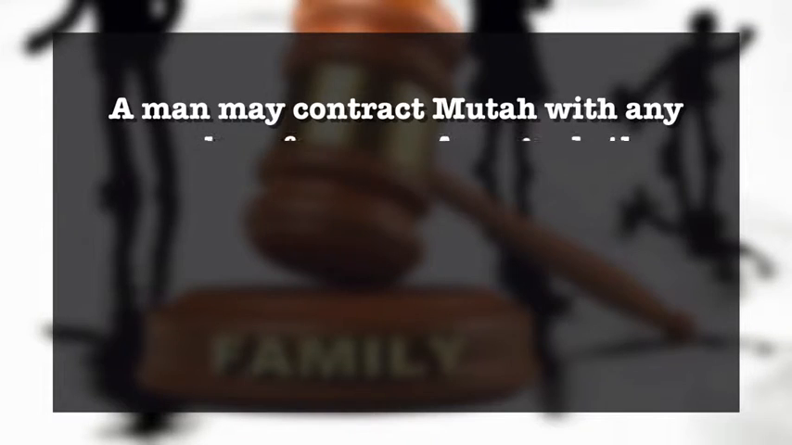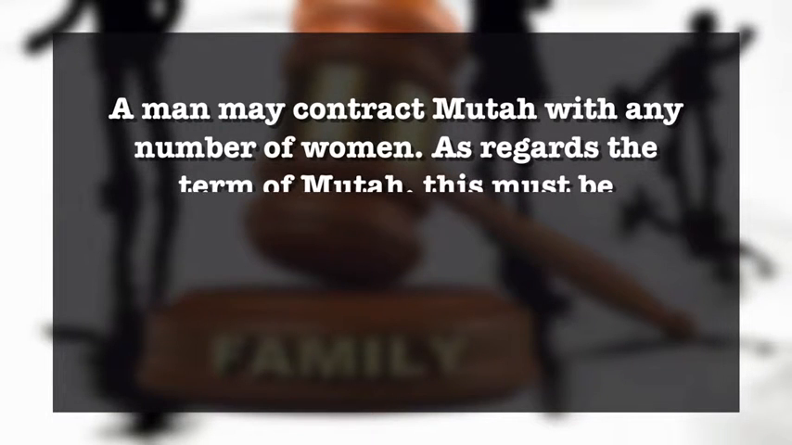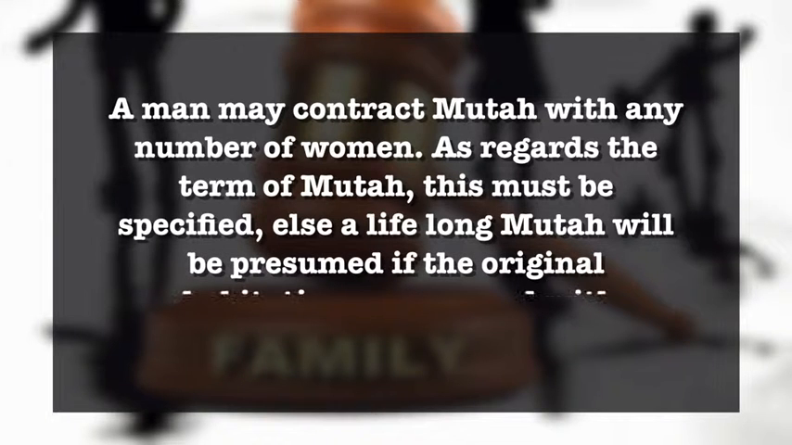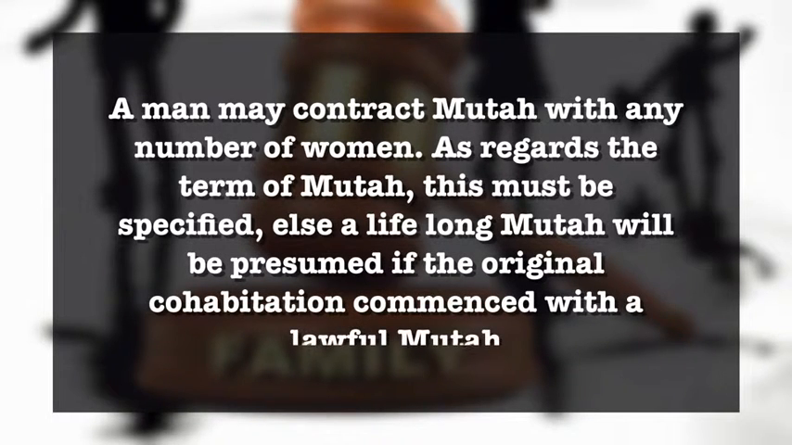As regards the subject, a man may contract a mutta with a Muslim, a Christian, a Jewish, or a fire worshipper woman, but not with the follower of any other religion. A Shia woman may not contract a mutta with a non-Muslim. Relations prohibited by affinity are also unlawful in temporary marriages. A man may contract mutta with any number of women. As regards the term of mutta, this must be specified, else a lifelong mutta will be presumed if the original cohabitation commenced with a lawful mutta.